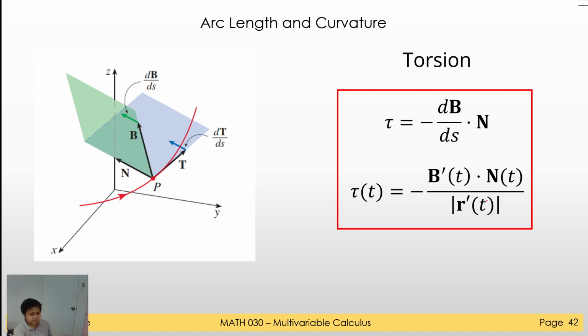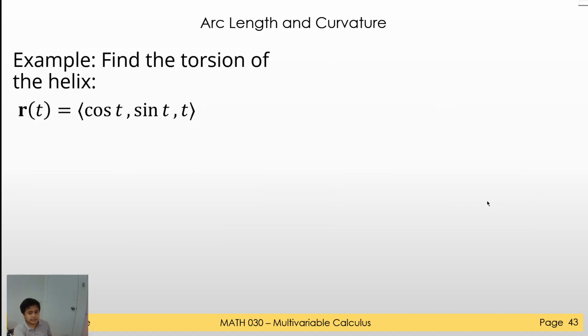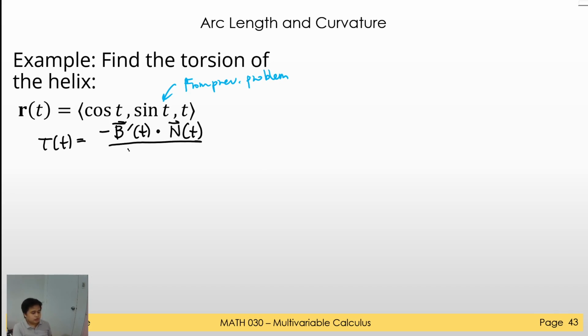So let's just have an example to find the torsion of a helix. This is the same problem again. From the previous problem, we already have the values, so we won't compute them all over again. To find the torsion, tau of t, this is equal to negative the first derivative of the binormal vector, dot product with the normal vector, all over the length of r prime of t.